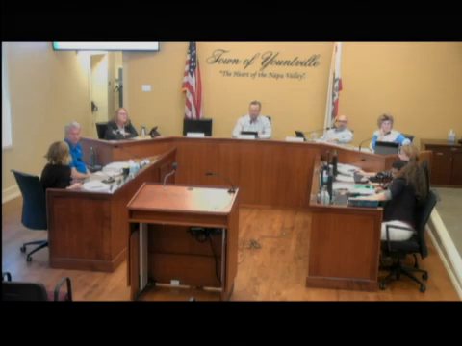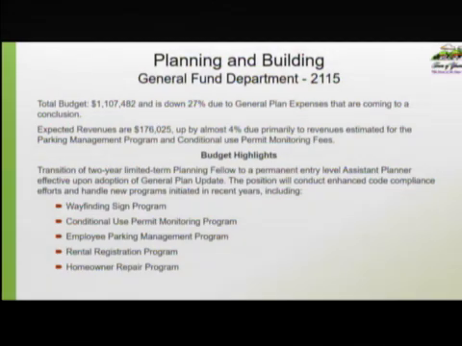As you can see on this slide, our budget is down about 27%, and that's mainly due to a decrease in contract services for the general plan since we'll be entering the final stage, and I'll get into that a little bit later. We're also expecting revenues to be slightly up, and that's due to the annual monitoring and registration fees we're receiving for use permit monitoring, employee parking management programs, and also for the rental registration, which is a new program this year.